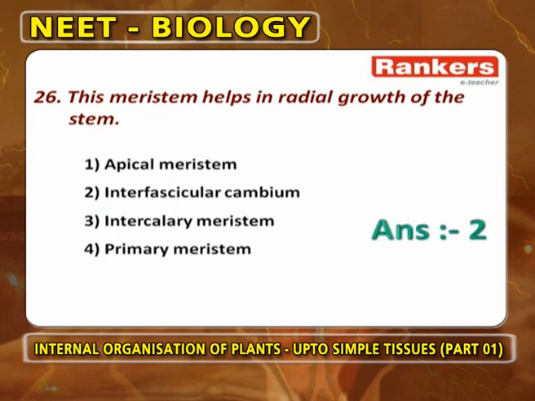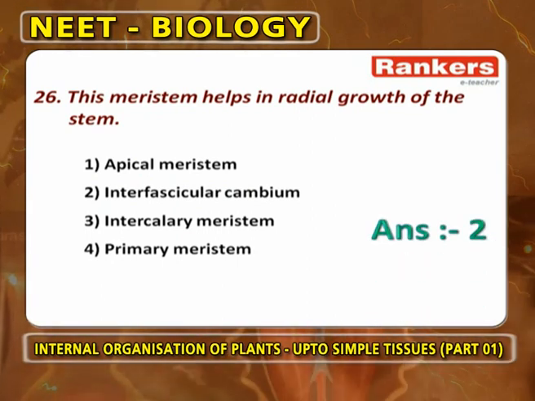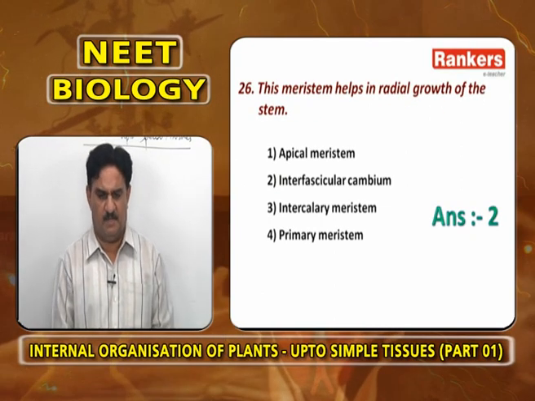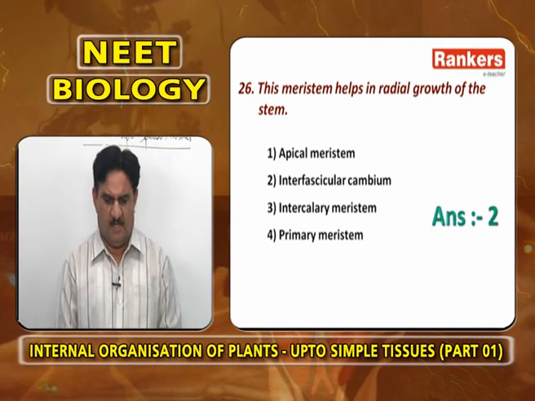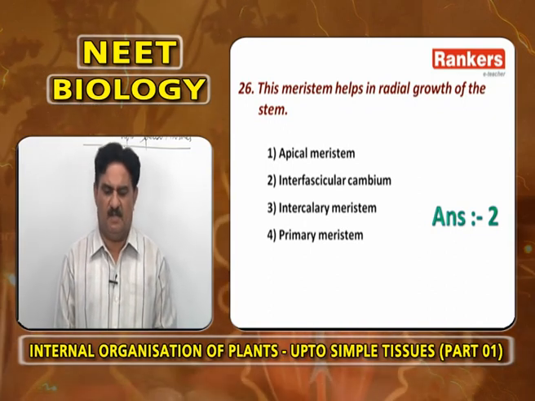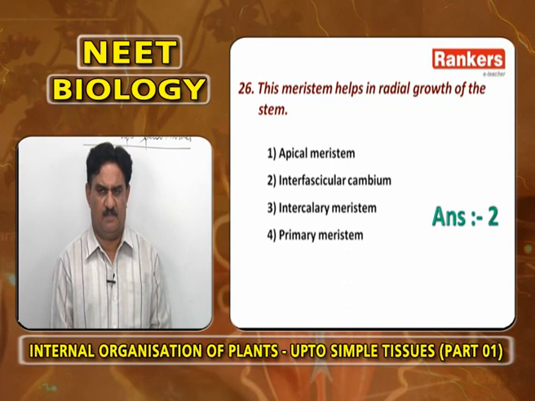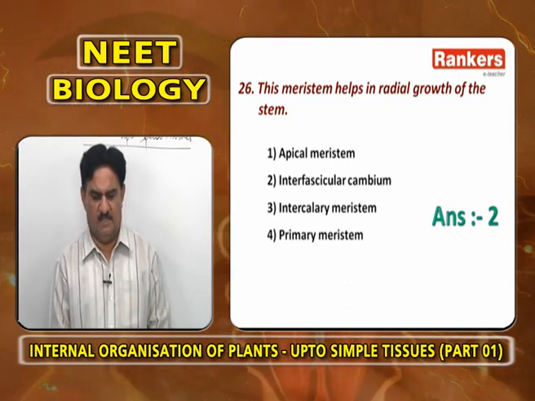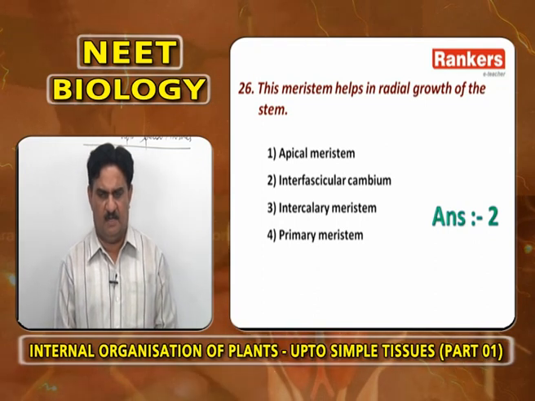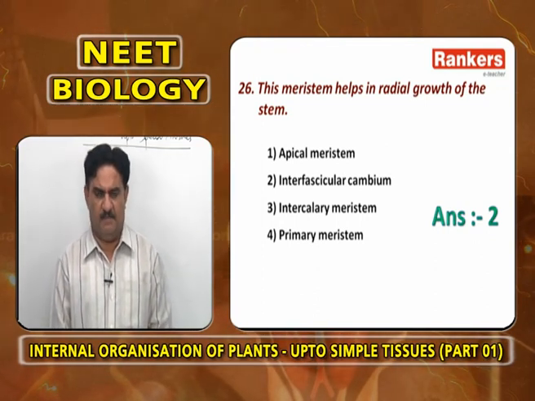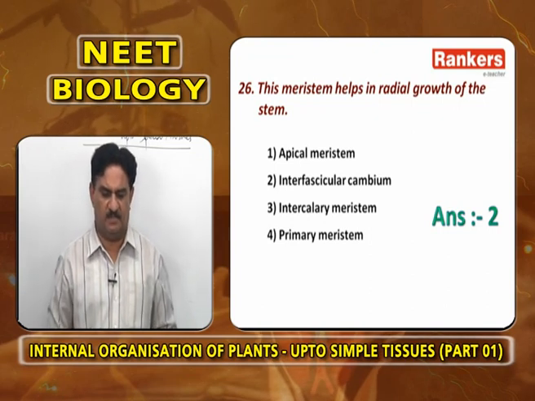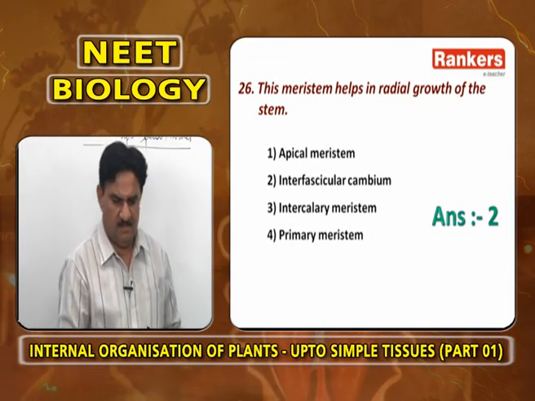The meristem that helps in the radial growth of the plant body. Radial growth means increasing the diameter or volume of circular plant parts like roots and stem. Apical meristem does not help in radial growth, it helps in linear growth. Intercalary meristem helps in the linear growth of stem and leaves. Primary meristem helps in the primary growth of the plant body. So, interfascicular cambium helps in the radial growth.